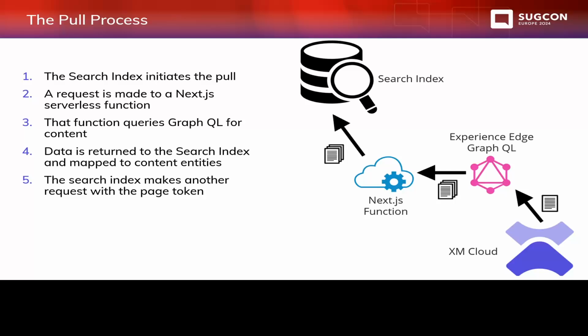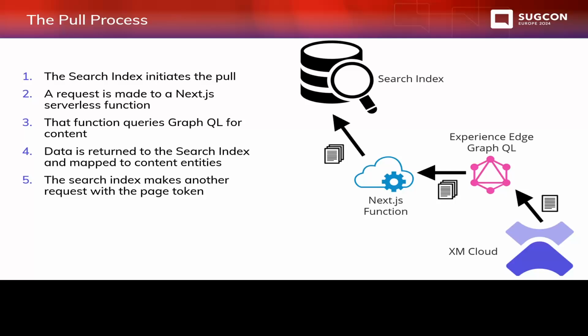They have this thing called Yext, which I'm hopefully going to be able to show you if the demo doesn't blow up. And they're like, no, we don't want to buy Sitecore Search. We've already got Yext, so you need to implement search with that. And we're like, all right, I guess we'll figure it out. So let's talk about the pull process. The first step is the search index is the one responsible for initiating that.